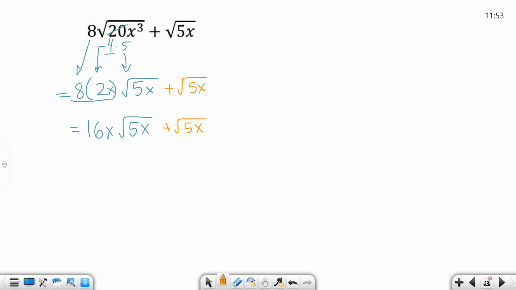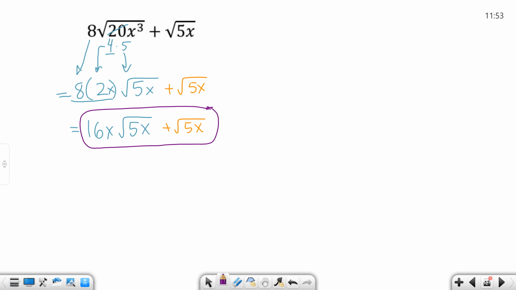And then we say, okay, can I add these together? Well, I have x square root of 5x and just the square root of 5x. Because I don't have this x here, those are not like terms. So that is your final answer. You cannot put those together. Okay? Those are not like terms.